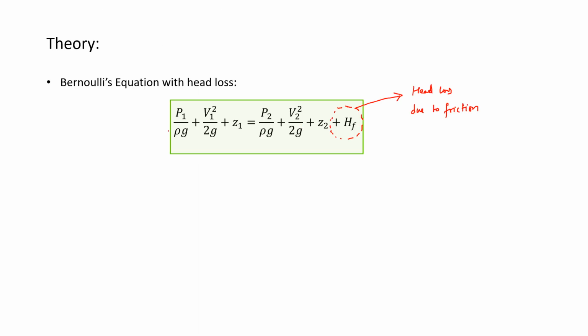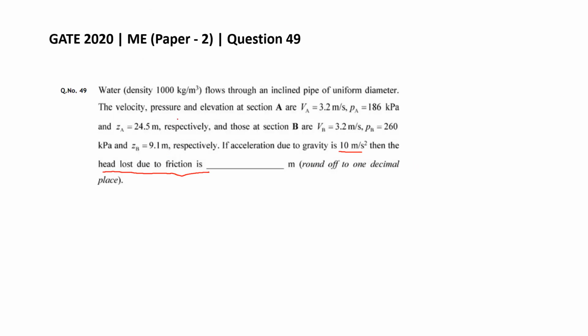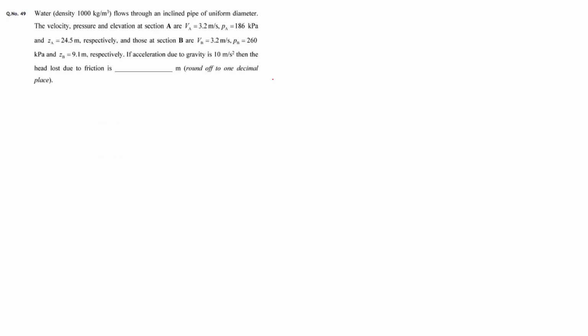So if you look at the formula, density appears in the denominator of the first term in the pressure head, and one of the assumptions for applying Bernoulli's equation we just saw was a constant density fluid, right? So density does not really change, and here they have given you the density to be 1000 kg per meter cube. So it really won't change. You just need to keep account of this density on the left and the right hand side. That's all. So if you have this PA, that is 186 kilopascal.